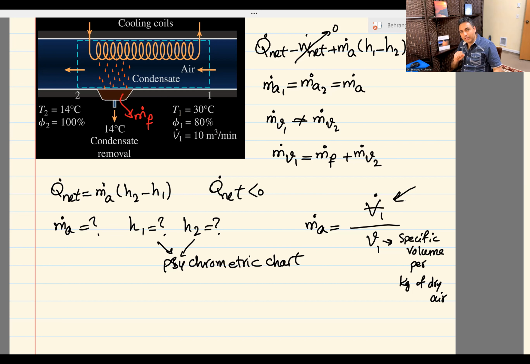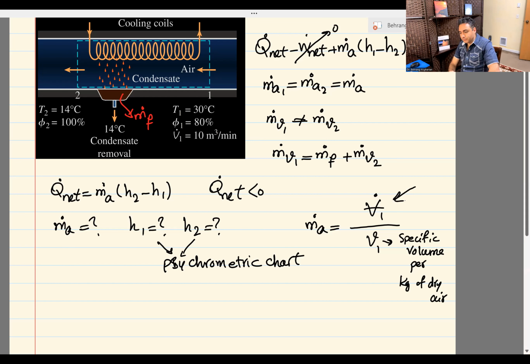But the way they calculated it, they divided it by the m dot of dry air, right? So if you divide the total flow rate of air that is coming in, the number that we had was 10 meters cubed per minute, by that specific volume in the psychrometric chart, what you will get is the m dot of dry air, because that V on the psychrometric chart is calculated per kilogram of dry air.